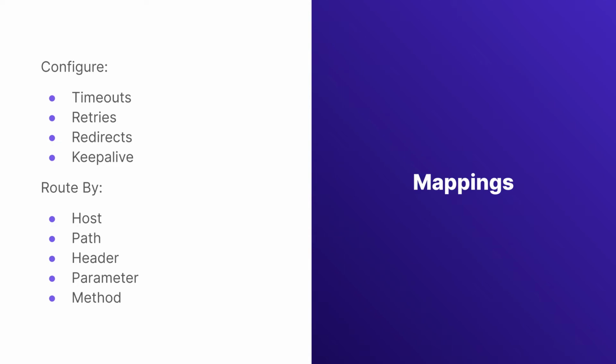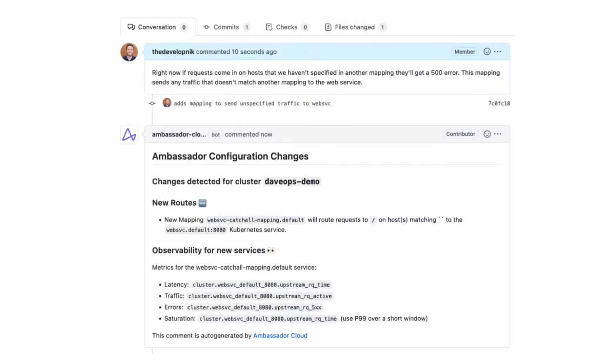Emissary can intelligently order the priority of mappings based on how specific they are, like if I want a longer timeout on /users/reports than on other /users paths. Ambassador Edge Stack extends Emissary Ingress and adds lots of great features. With our GitHub integration, we even automatically analyze new configuration changes to show you new routes and metrics that the PR will create, and make sure you're not about to create a mapping that conflicts with another team.